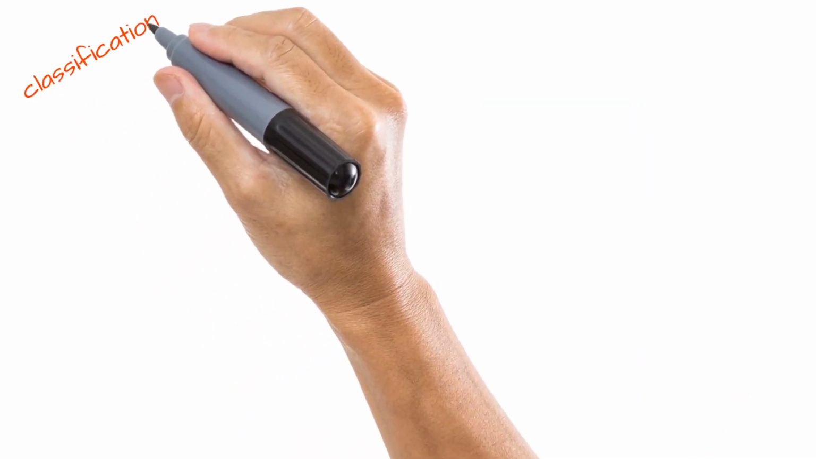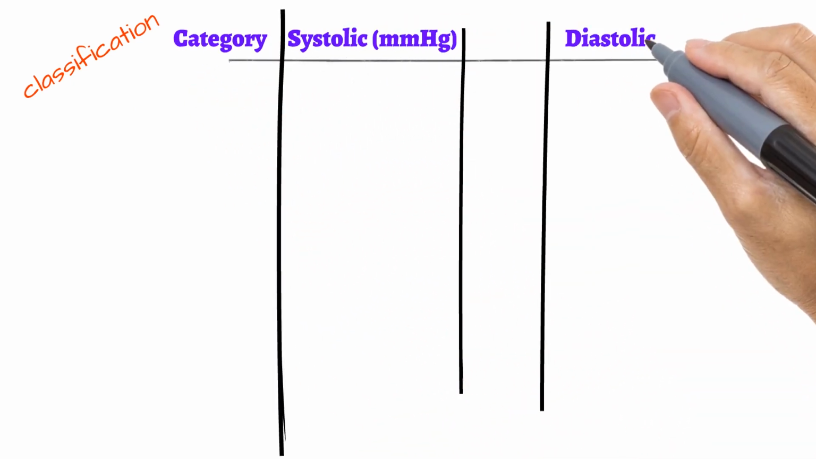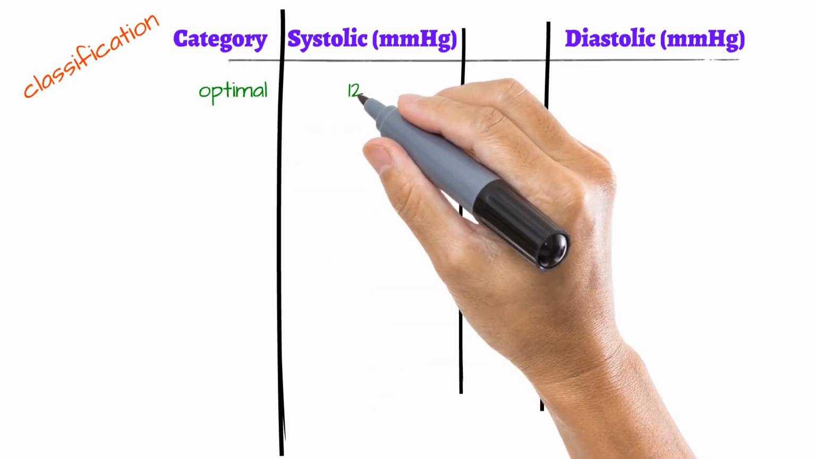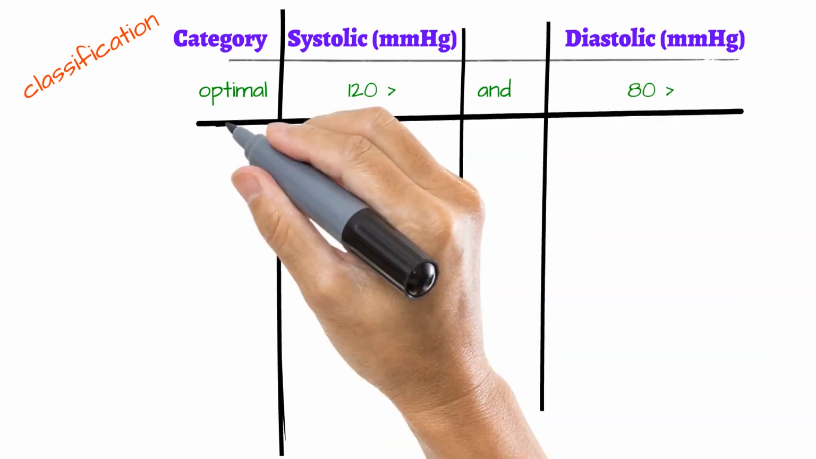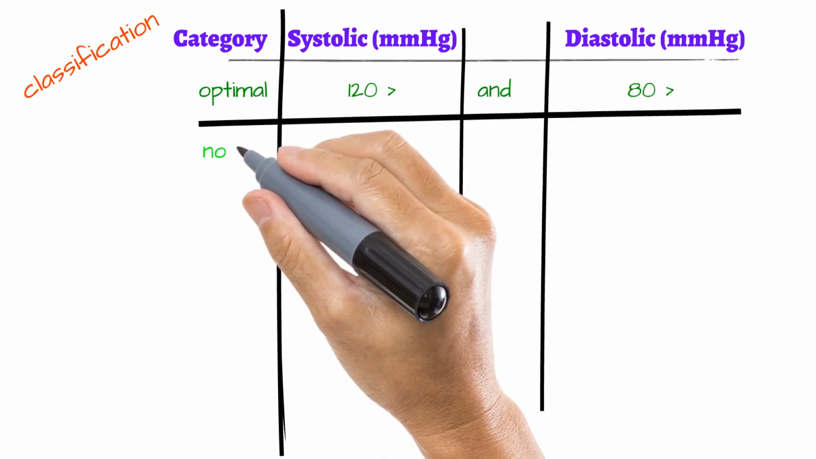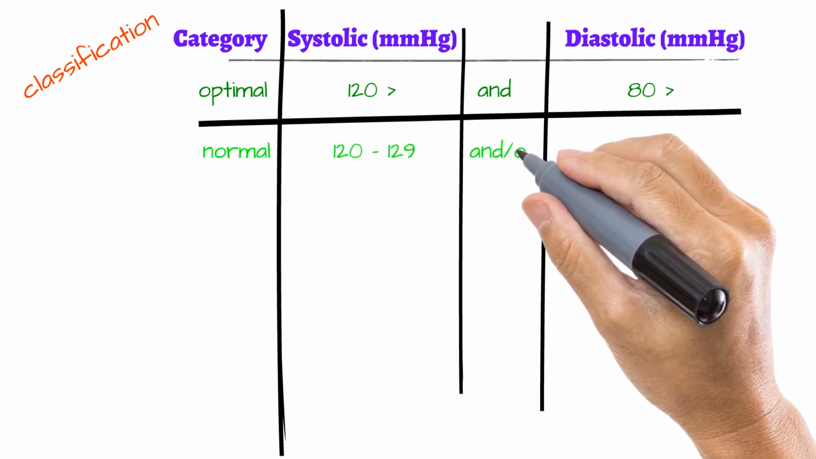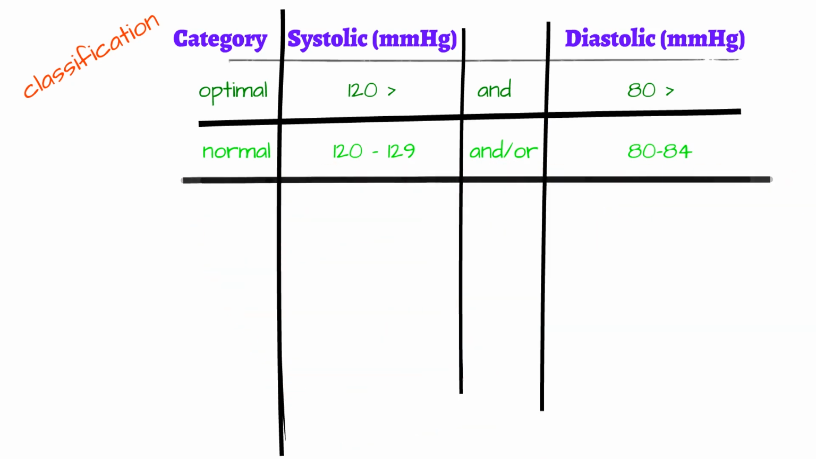Hypertension classification according to European guideline. First, optimal when the systolic blood pressure is less than 120 and diastolic blood pressure less than 80 mm mercury. Normal, the systolic blood pressure between 120 to 129 and/or diastolic blood pressure between 80 to 84.